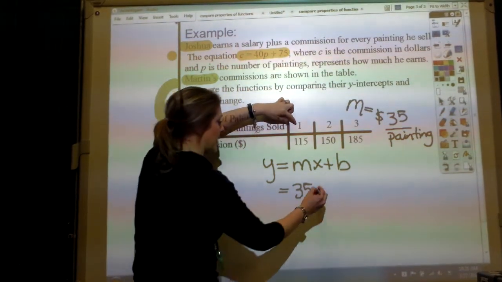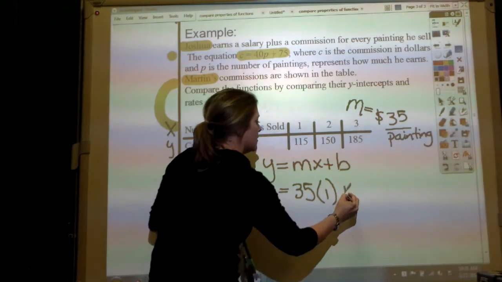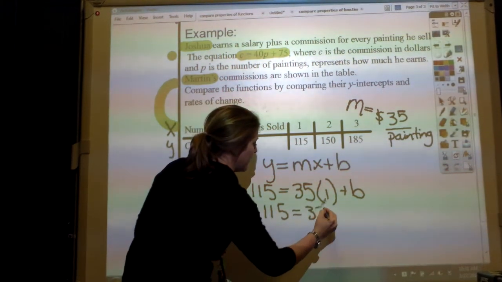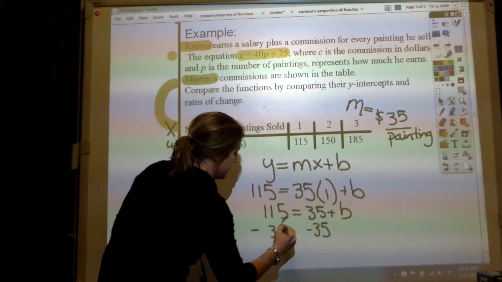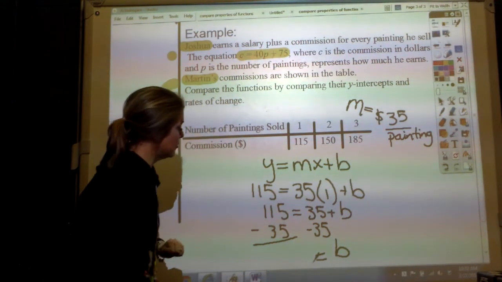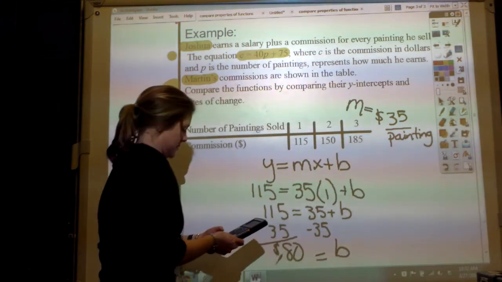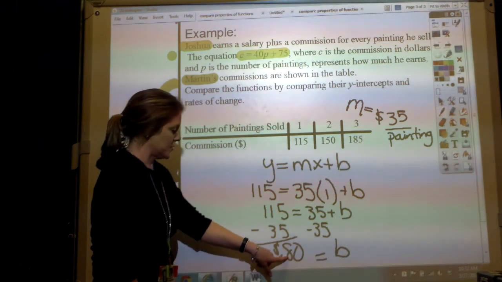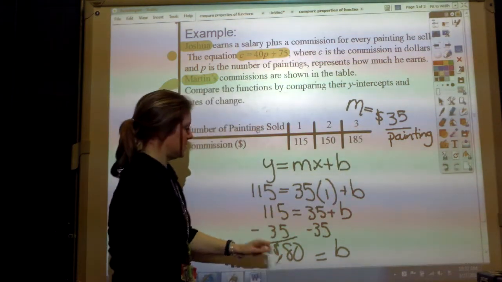So I'm going to put 1 in for x, and I'm going to put 115 in for y. Okay? So 115 equals 35 plus b. To get b by itself, we're going to subtract 35. And so b is going to be equal to 80. Let me just double check my math. Perfect. So the y-intercept for Martin is 80. So Martin's slope is 35, his y-intercept is 80.